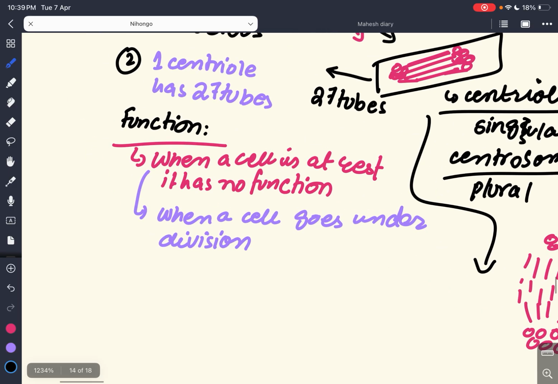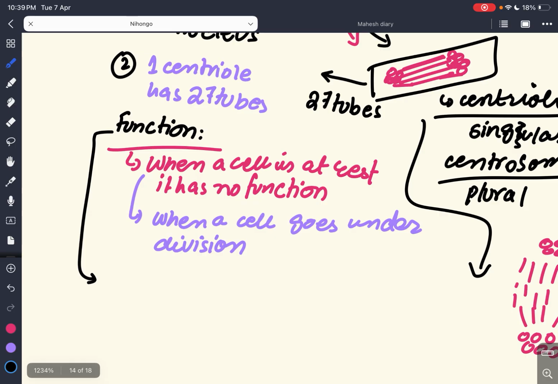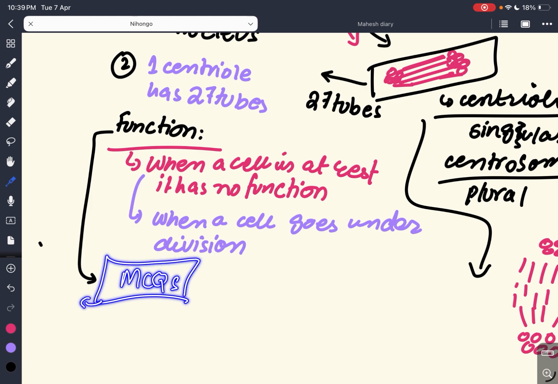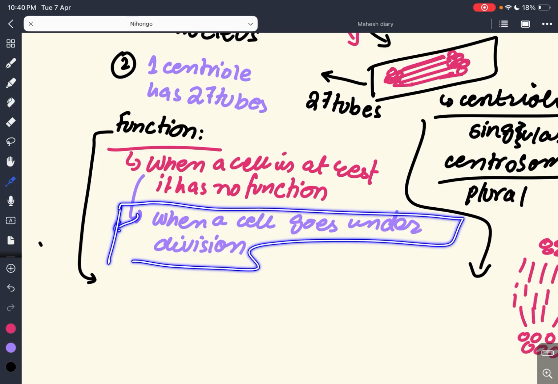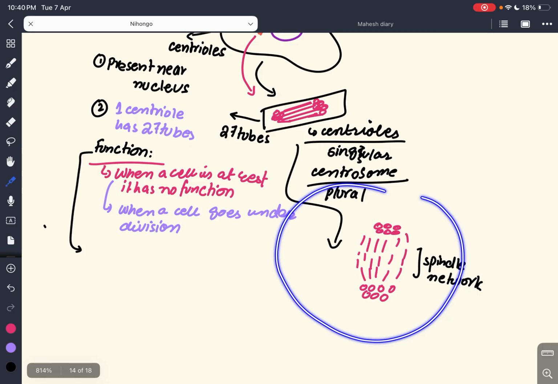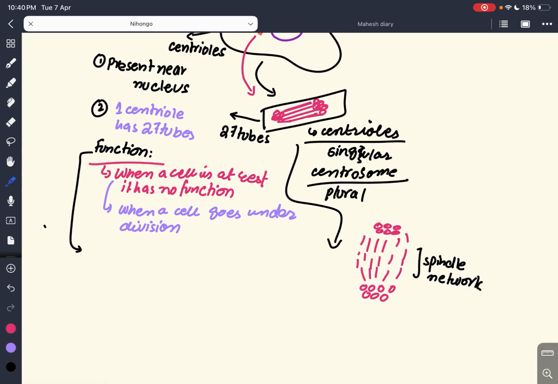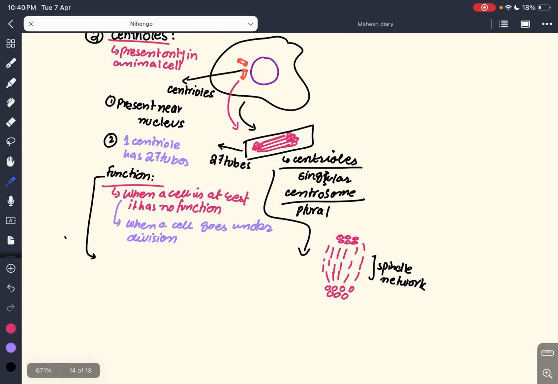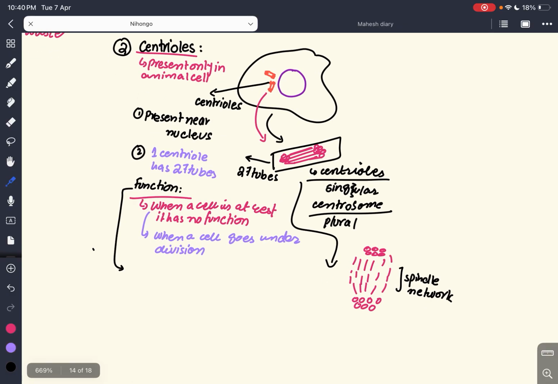And just make sure that MCQs can come. An MCQ might ask, when a cell is at rest, what is the work of centrioles? So it can ask you like that. When a cell is at rest, meaning division is not happening, what work will it do? It has a main function in the division of cells, which we don't have to study in this chapter. We'll study it when that particular chapter comes, but for this chapter you should know this.